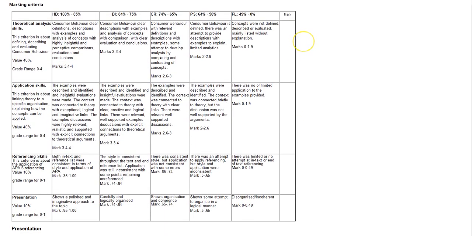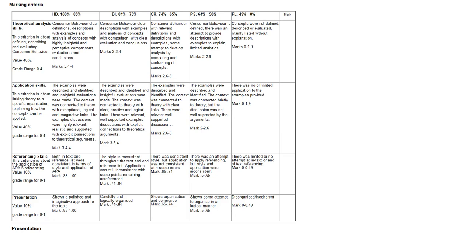The marking criteria for all of these assignments are set out on Interact 2 under the assessment criteria, but also in the unit outline as well. So you'll see that for assessment 1, there are 4 marking criteria. The first one relates to theory, the second to application, the third to referencing, and the fourth to presentation. And this is pretty typical of many of the assessment items that we have.